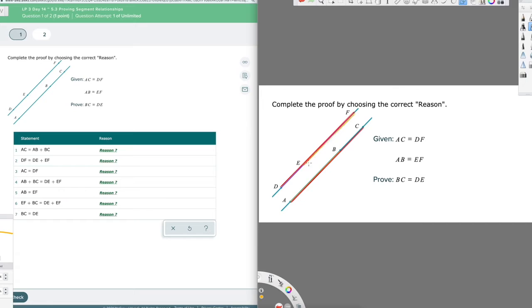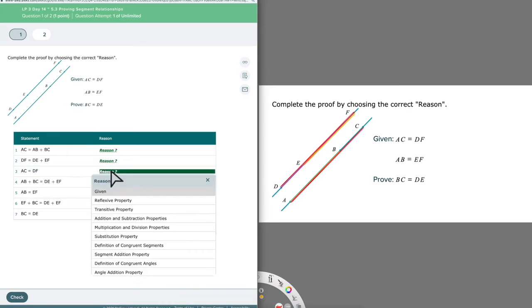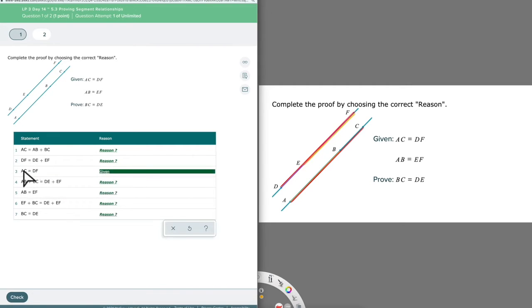All right. So when we put these in the proof, the reason we put AC equals DF in the proof, and we can see that it's coming down here, is that it's the given. We were given this information. And AB and EF, we were also given that information. So when we're doing a proof like this, and they want us to put in the reasons, we can go through and look. Okay, well, I know these were given. I'm going to go find them real quick and write given.